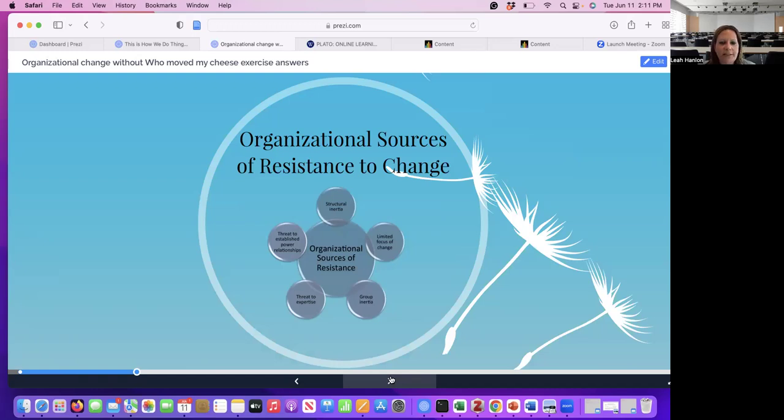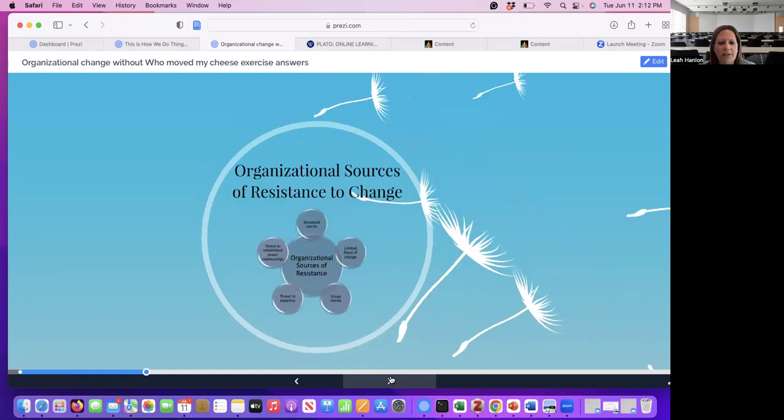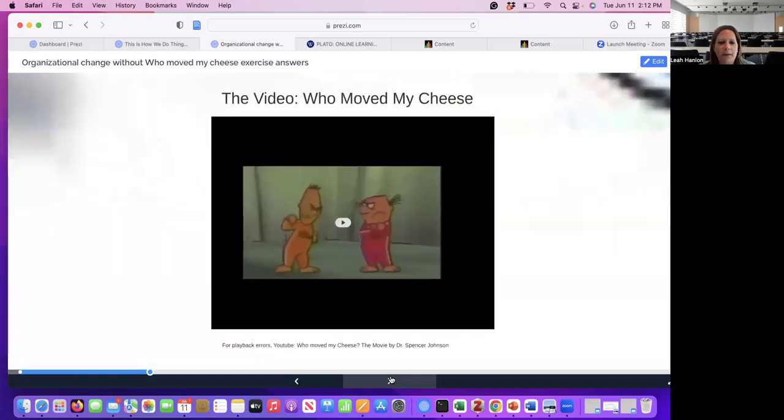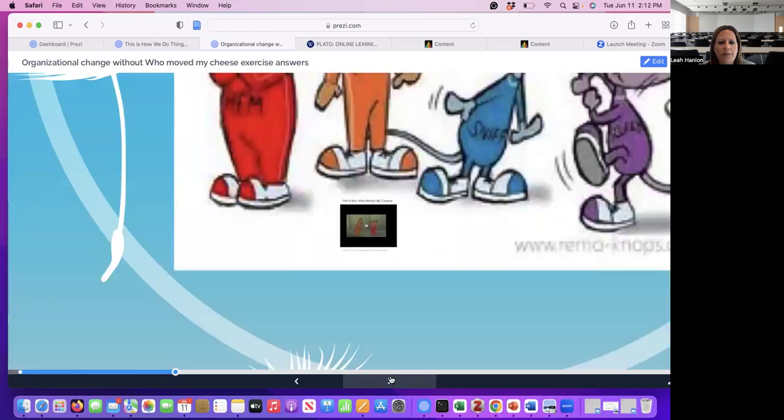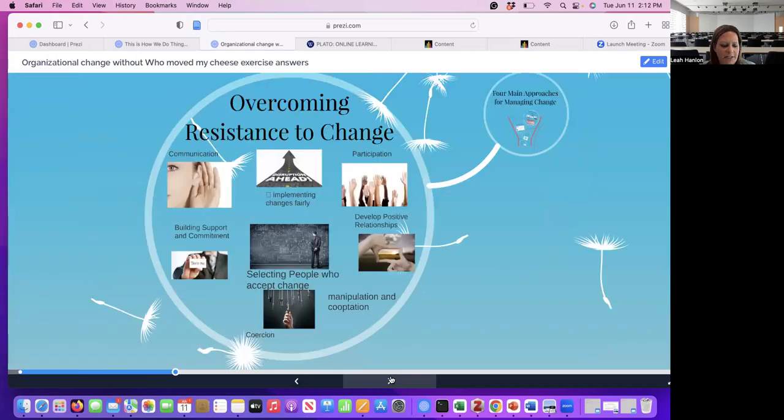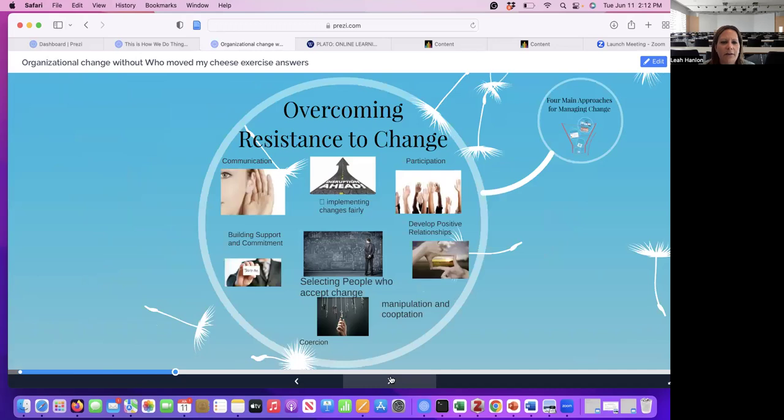Organizational sources of resistance to change. So we went over a couple of these, but there's structural inertia, limited focus of change, group inertia, threat to expertise, and threat to established power relationships. You are going to do an activity on the Who Moved My Cheese, so I'm going to skip over that.